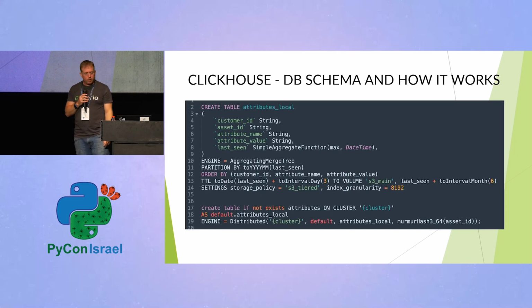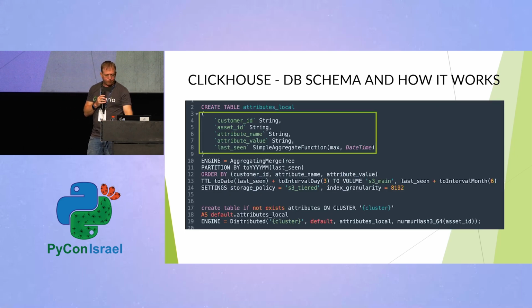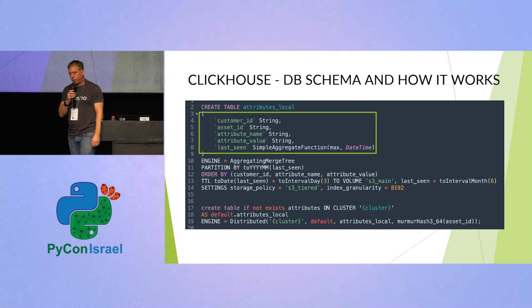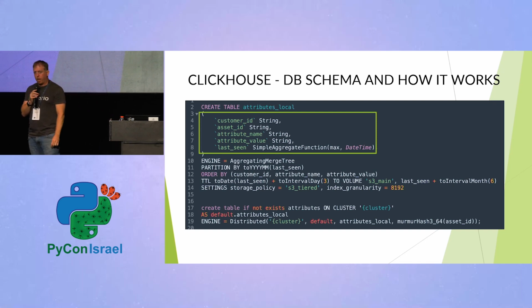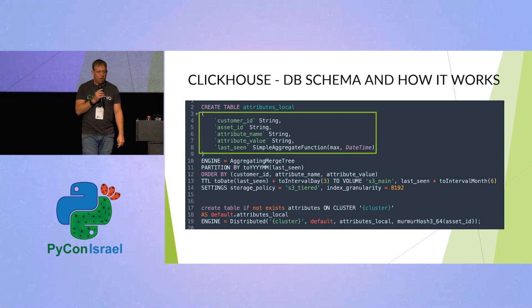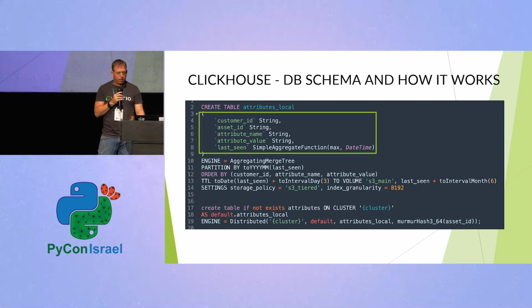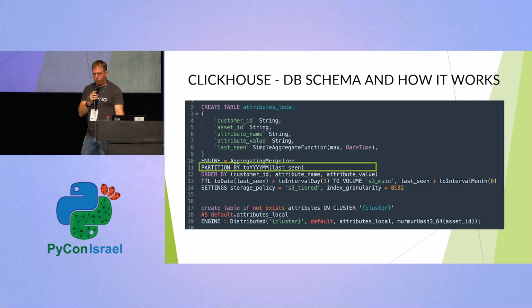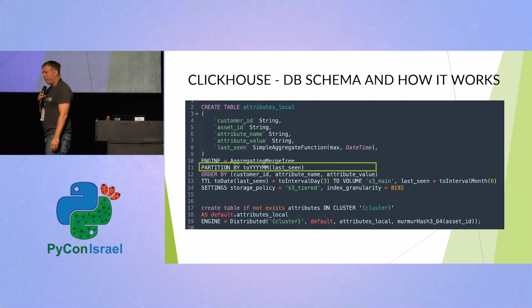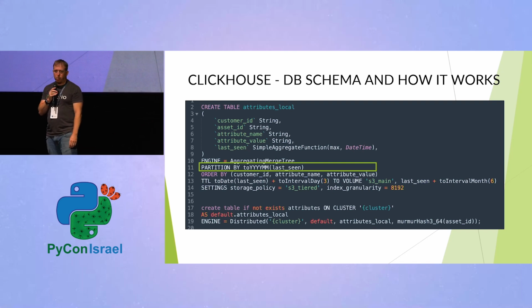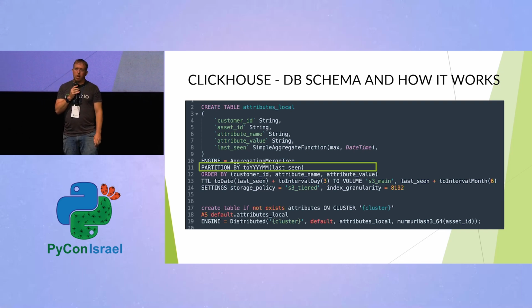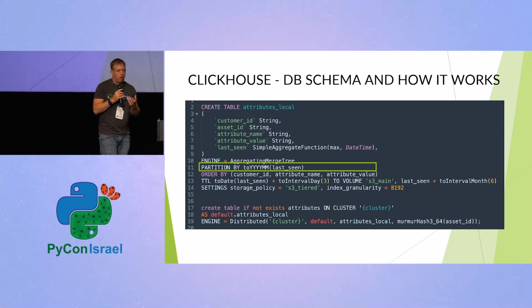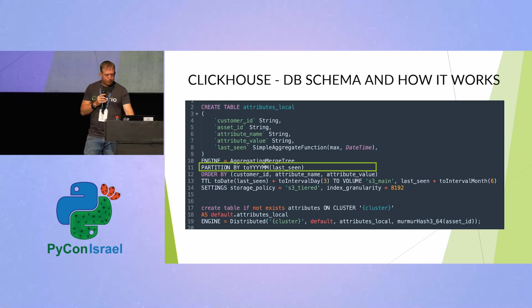Sorry. So what does the schema look like? In ClickHouse, you define the aggregation table itself as a simple aggregation. Here you can see again the max on the last seen. What you define next is how you partition the table. Before, we had a 3-hour partition, and now we have a monthly partition, because ClickHouse supports much larger partitions and works well with them.